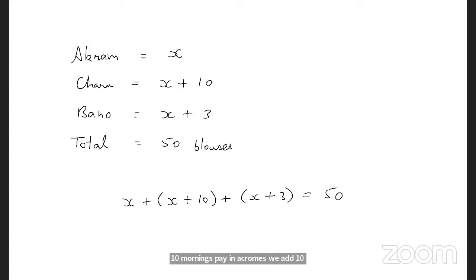Similarly with Banu, Akram's was X and Banu stitched 3 more than Akram's, so X plus 3. Altogether they stitched 50, so it equals 50. The total was 50.